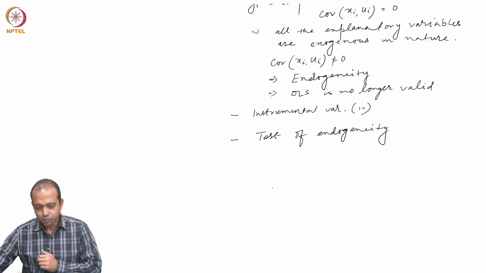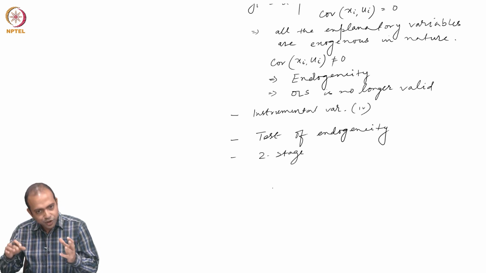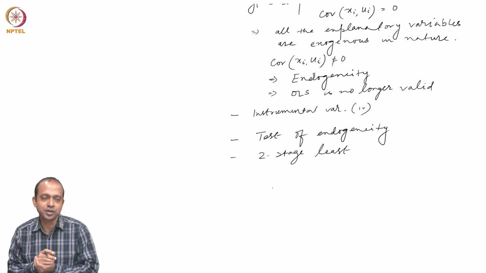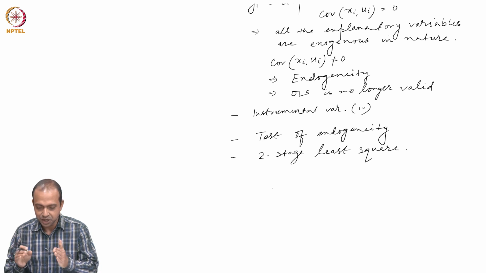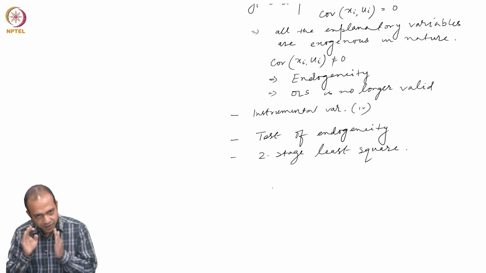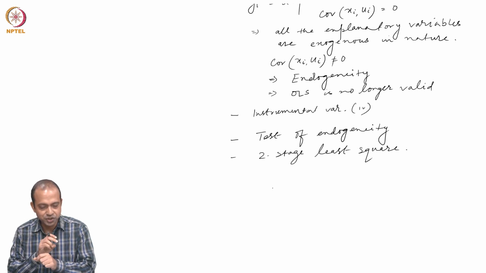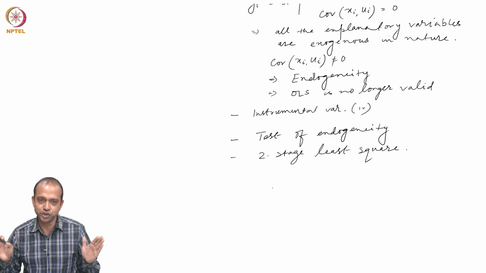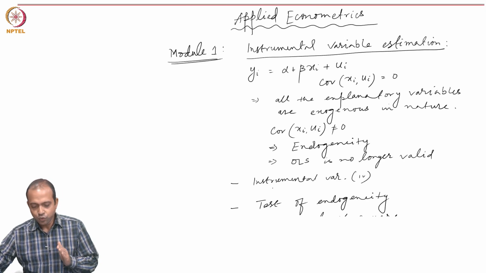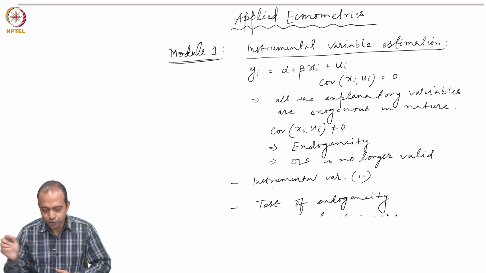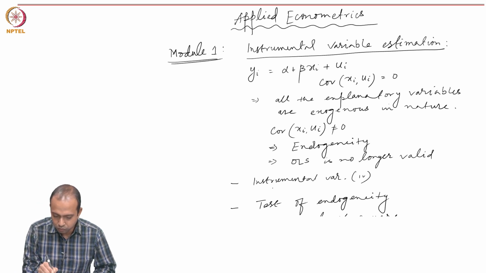That means module 1 is the instrumental variable estimation technique. We are focusing on endogeneity, different causes of endogeneity, the test of endogeneity, and the estimation by instrumental variables. A complete treatment of instrumental variable estimation will be given in module 1, which is basically a case of endogeneity. Once we are done with that, then we will go to module 2.